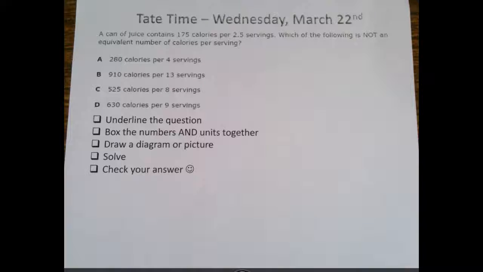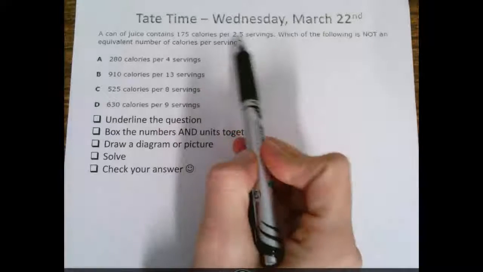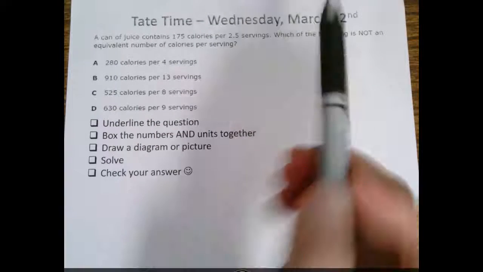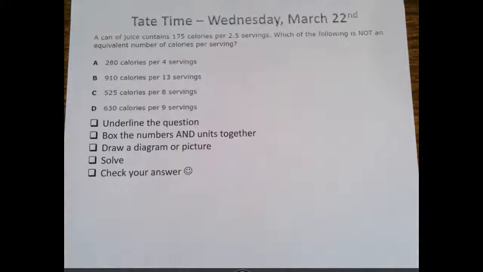A can of juice contains 175 calories per 2.5, or 2 5/10. I also like to say 2.5 servings. I think about 2.5 because I know that 5 is in between a 10. Which of the following is not an equivalent number of calories per serving?